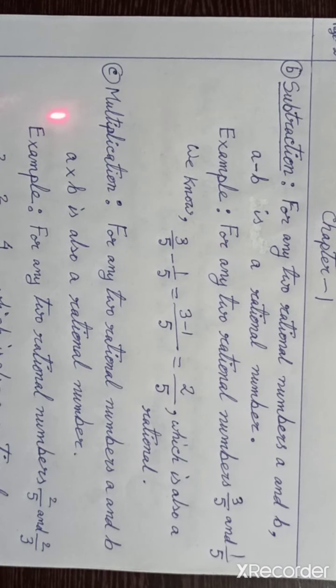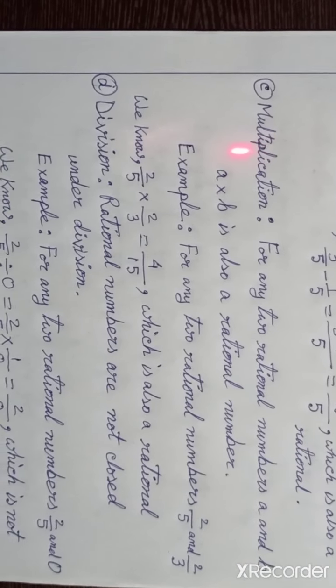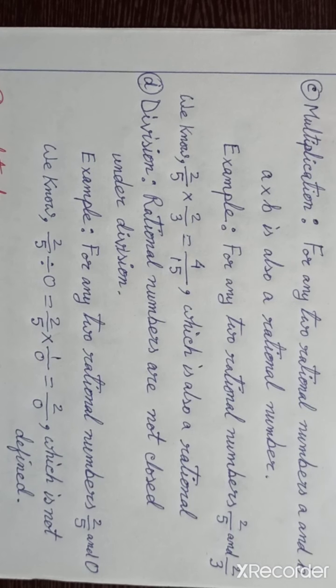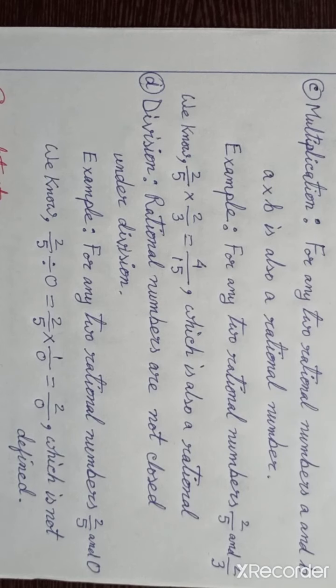Next is multiplication. For any two rational numbers a and b, a into b is also a rational number. If we take any two rational numbers and multiply them, the result is a rational number. Then it says that rational numbers are closed under multiplication.